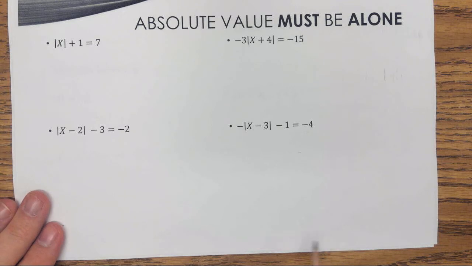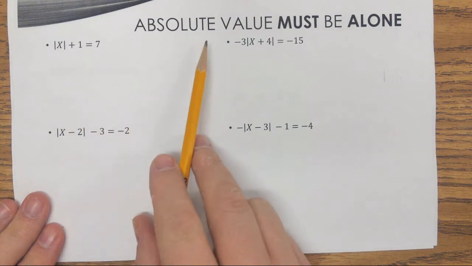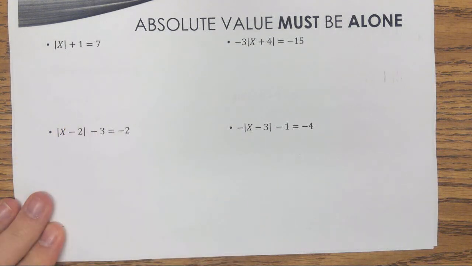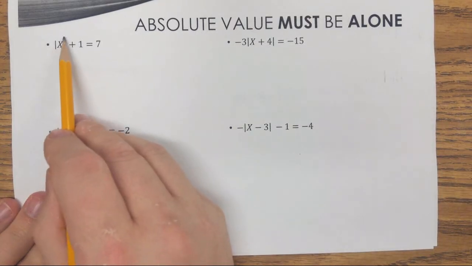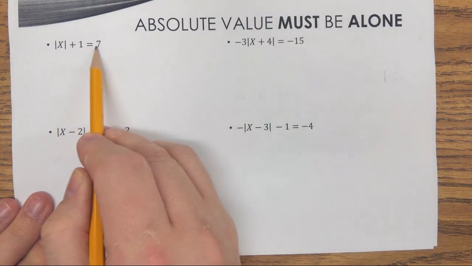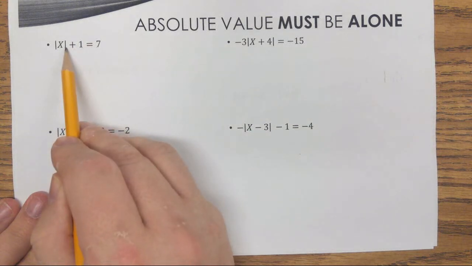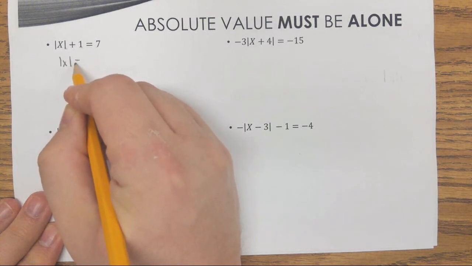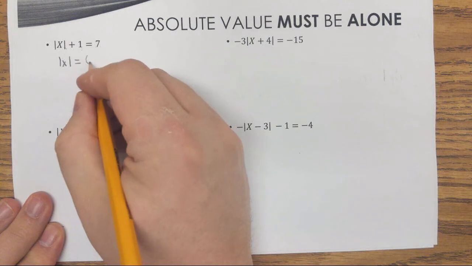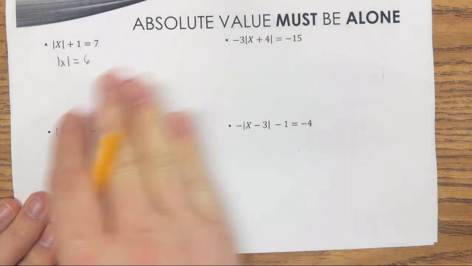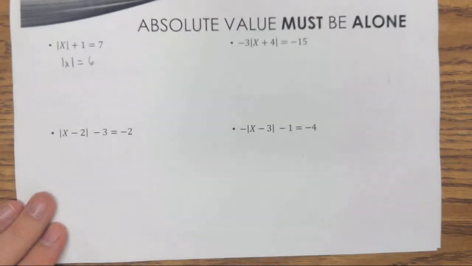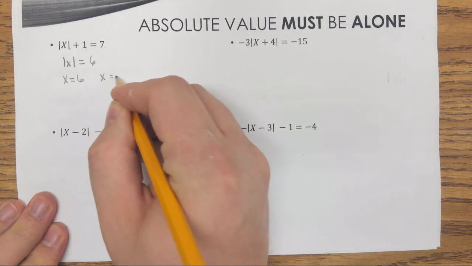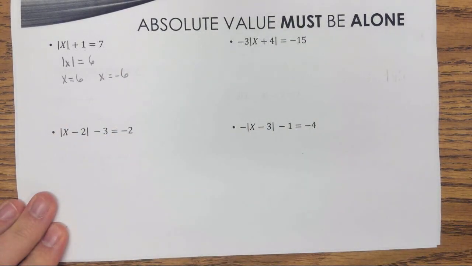Here's another little stipulation. When we're solving absolute value equations, the absolute value has to be by itself before we can solve. Okay, so for this one, I've got the absolute value of x plus 1 equals 7. Well, I have to get the absolute value by itself first, so I have to subtract 1. So now I've got the absolute value of x equals 6. Now I can set up my two different equations. So I get x equals 6, x equals -6. See?